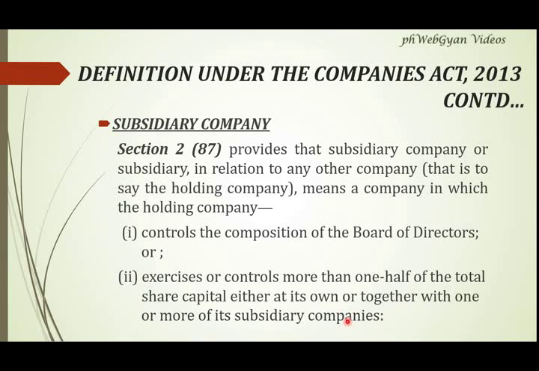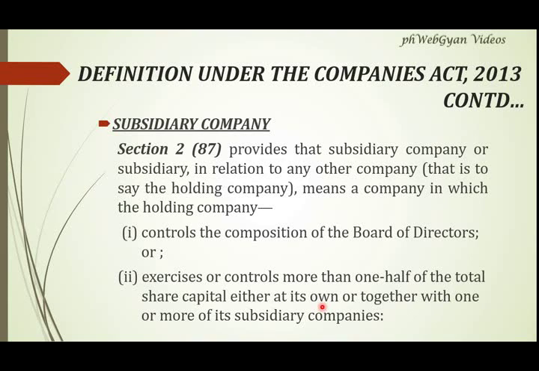Let's take an example. If there are two companies, A and B, and A is holding 51% of the share capital of B, then A will become the holding company of B. If A is holding it alone, then also it will become the holding company. But if A is holding that 51% along with its other subsidiaries, then also it will become the holding company. So not only individually, but together with one or more subsidiaries, if any company is holding or exercising control of more than one half of the total share capital of the other company, then the first one becomes the holding company, and the other company becomes the subsidiary company.